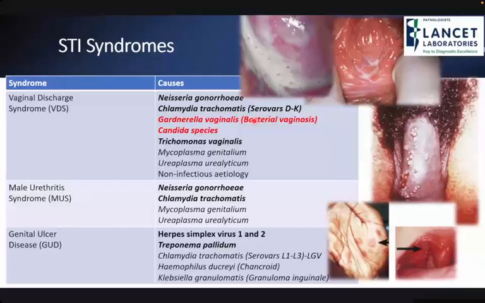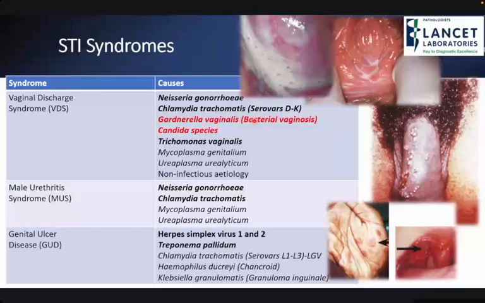Gardnerella vaginalis and Candida species, we usually don't say they are sexually transmitted, because females can get them without them being sexually transmitted. And then genital ulcer diseases, the commonest causes are herpes simplex virus type 1 and type 2.